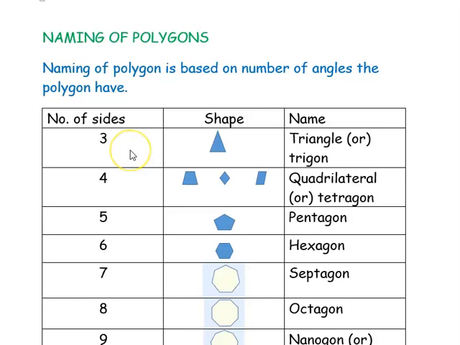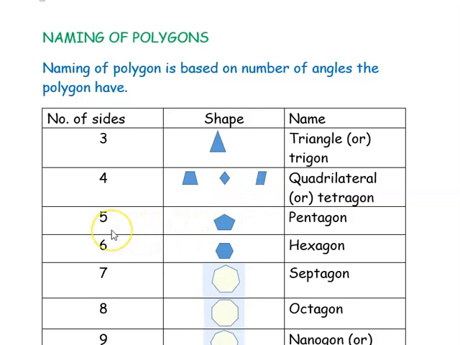Suppose you take a three-sided figure, so it's a triangle. You know that already, right? So it has three angles, so you'll call it a triangle or trigon. If the number of sides is 4 and it has 4 angles, you'll call it a quadrilateral or tetragon. You know the examples: parallelogram, diamond, square, rectangle. All these are quadrilaterals.